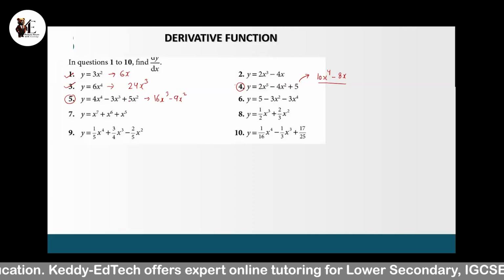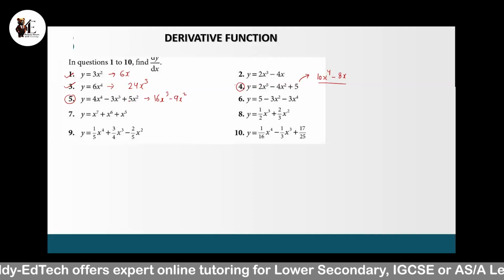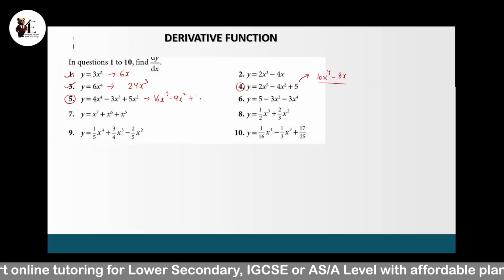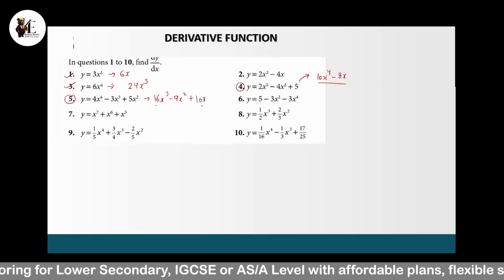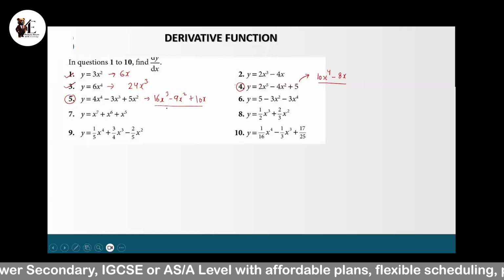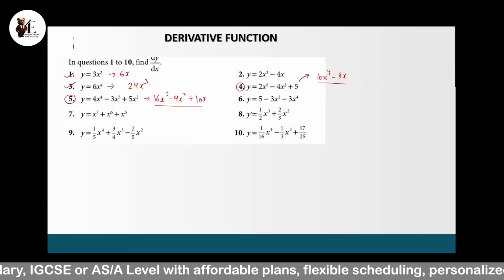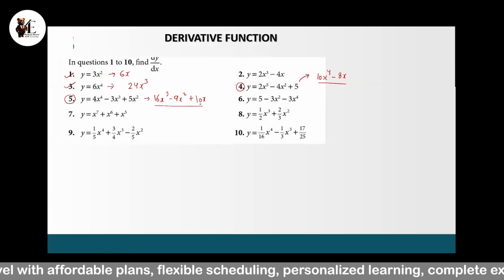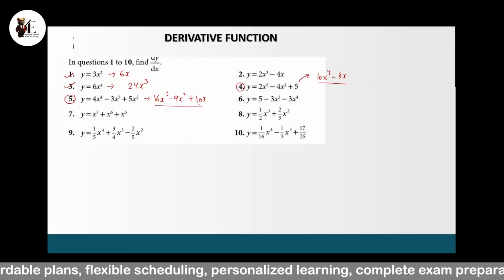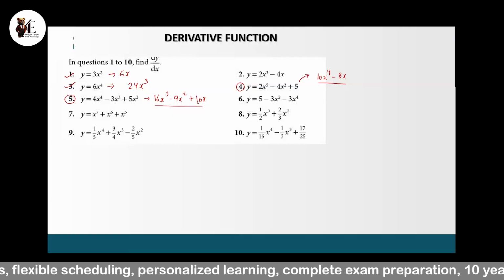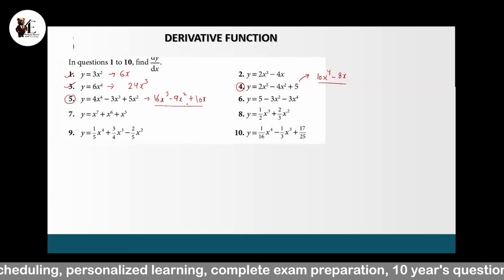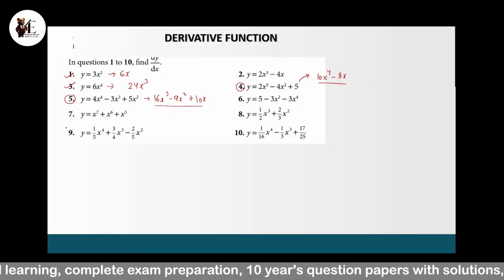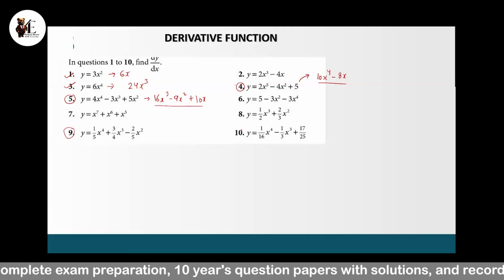So how will you get minus 10x since it's a positive term? So plus, and then 2 will be multiplied by 5. So plus 10x. It will be plus 10x. Okay, so now let's try the fractional part, like question number 9 and 10.